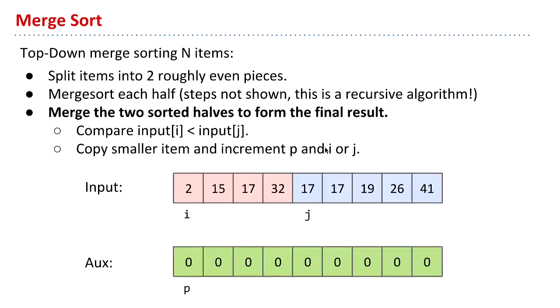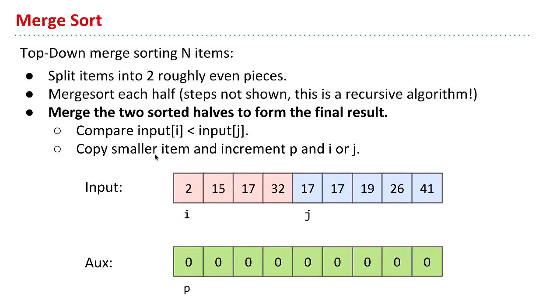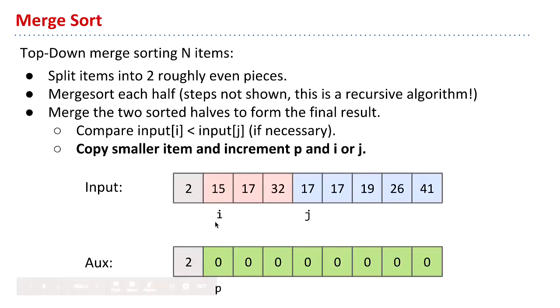So how do I merge these? Well, I'm going to create an auxiliary array, and then I'm going to copy items, the smaller item from the two halves. So I got red and I got blue. Which one's smaller, 2 or 17? 2. So we'll copy 2 into my array, and we'll advance my I pointer. This is the traditional implementation for merge sort.